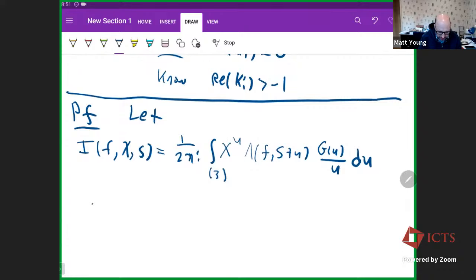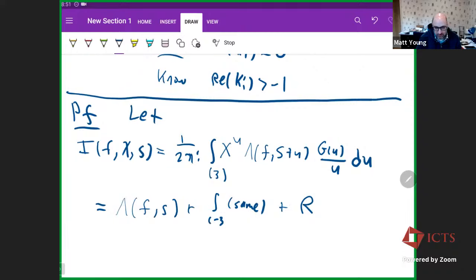What we're going to do is shift contours off to the left. We're going to pick up some poles. So if we shift this to the line, let's say -3, we'll hit a pole at u equals 0. And so that's going to give us lambda of f, s, plus the same integral at the line -3, plus this term R, which is our residue term.